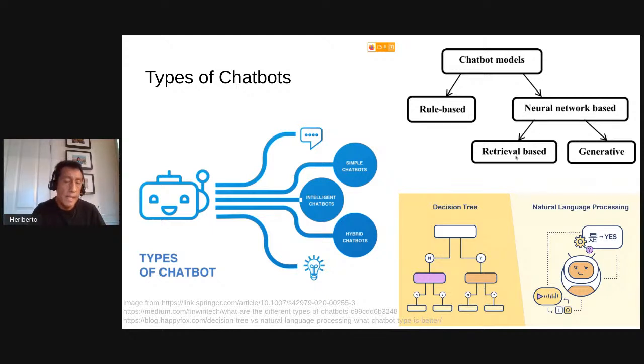And within this one, there are two types: retrieval-based and generative. Retrieval-based chatbots look for a full sentence as a response that exists in the training data, for example. The task of the chatbot is to choose the best response at any point during the interaction. And the generative type generates one word at a time, instead of looking for the best sentence. So the latter have the potential to be more intelligent, because they could generate sentences that are not in the training data.